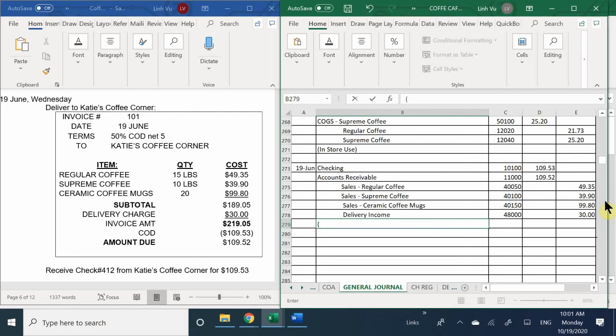Delivery to Katie's Coffee Corner. So we're at Katie's Coffee Corner, with the amount of $109.53. You don't need to write the amount number. Oh, okay. I'm sorry. Check number.